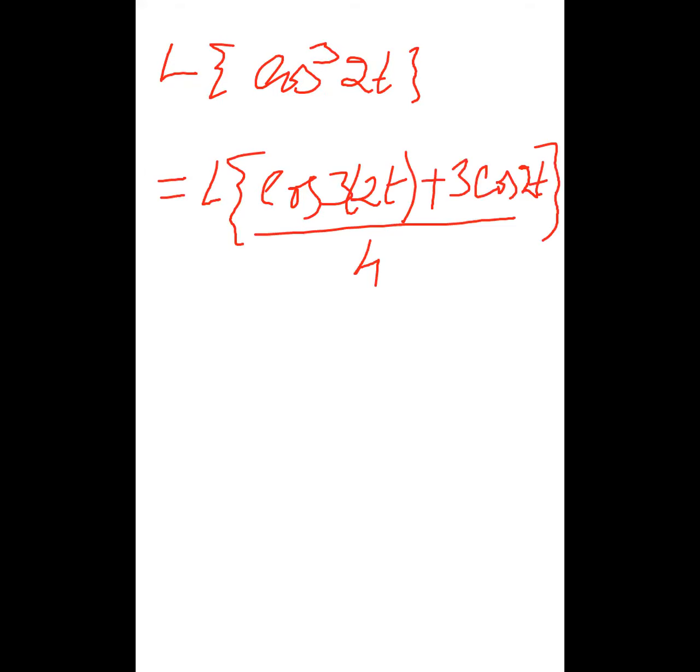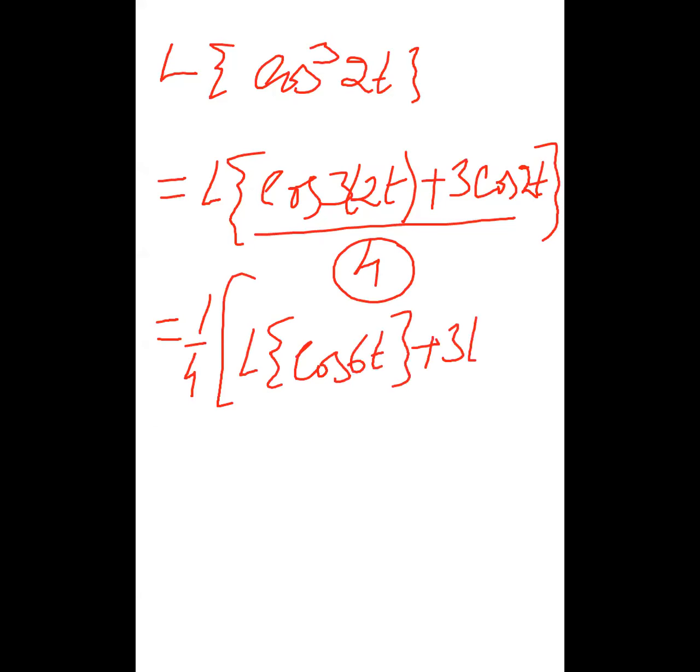Now it is easy to apply the linearity property, because here there are two functions of t, one is cos 6t and another one is cos 2t. Both are in plus combination. So the linearity property can be applied to the two functions, and first we write the constant term outside. Here 1 by 4 is a constant term. So 1 by 4 into L of the first term, cos 6t. Here 3 is a constant. The second term is L of cos 2t.